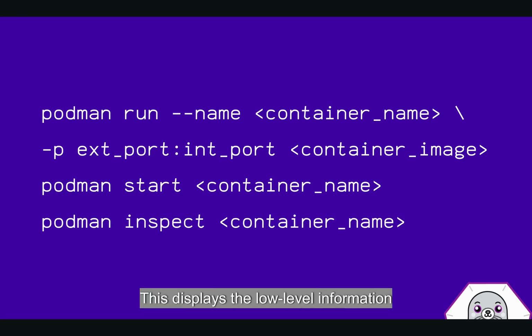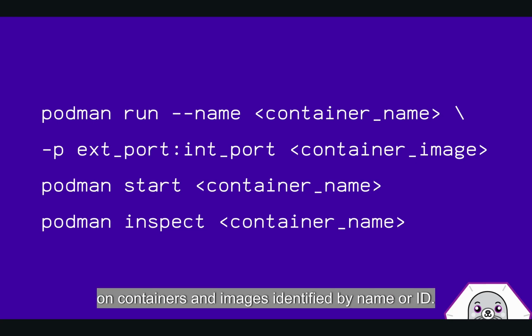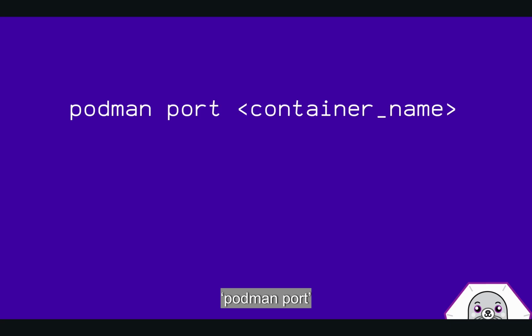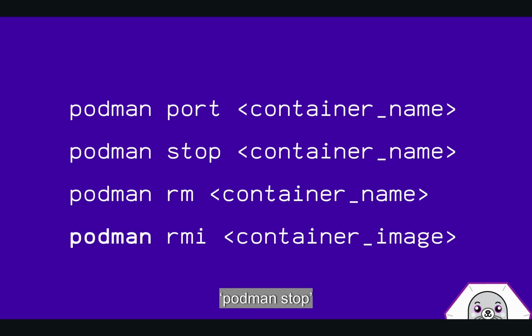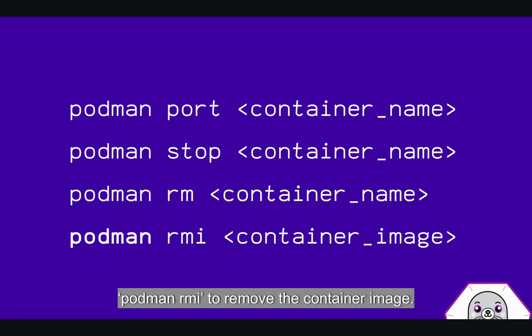This displays the low-level information on containers and images identified by name or ID. podman port lists all port mappings for the containers. podman stop to stop the container, podman rm to remove the container, and podman rmi to remove the container image.